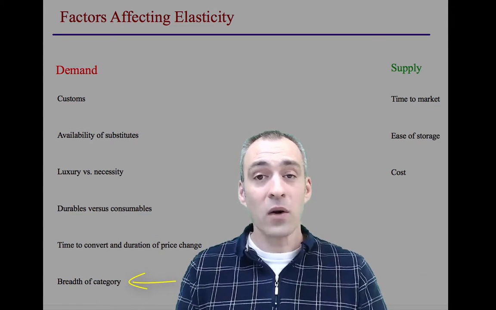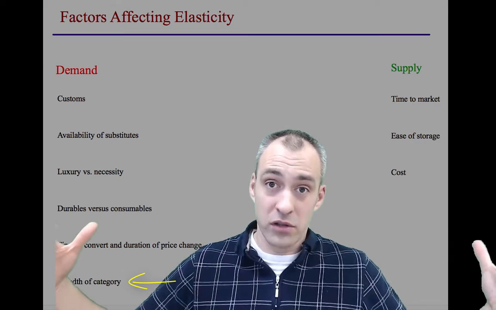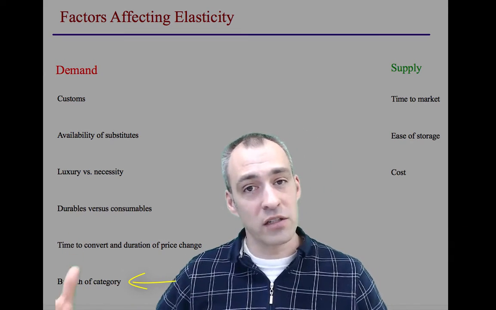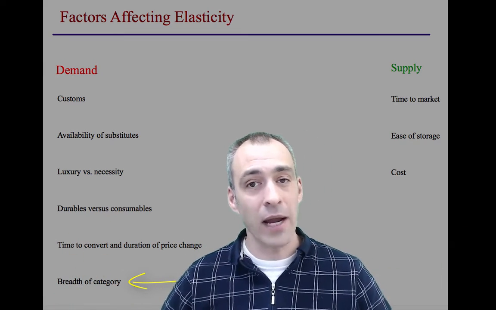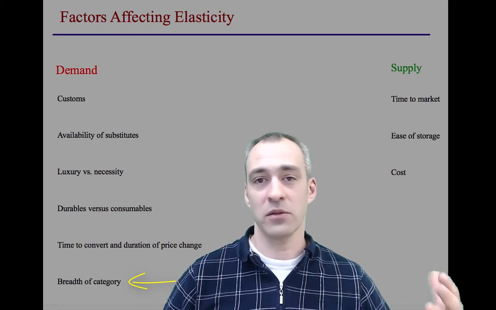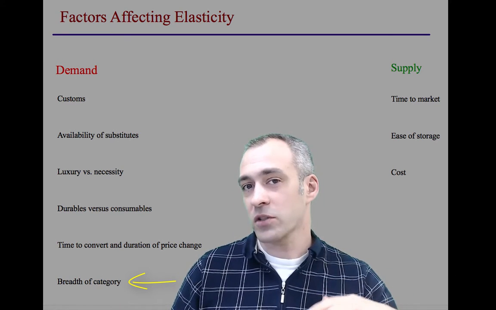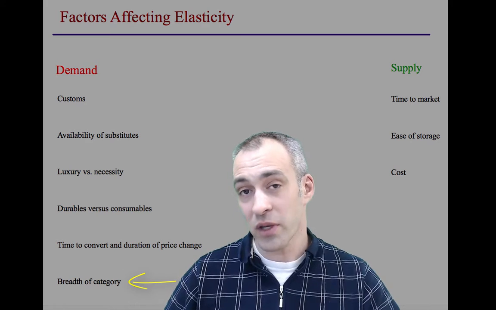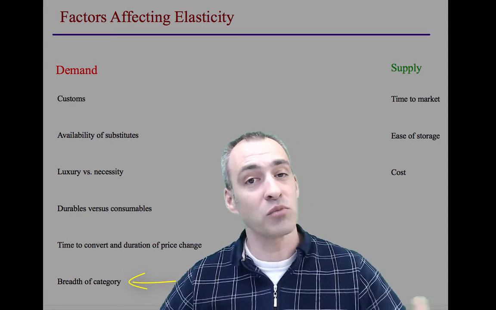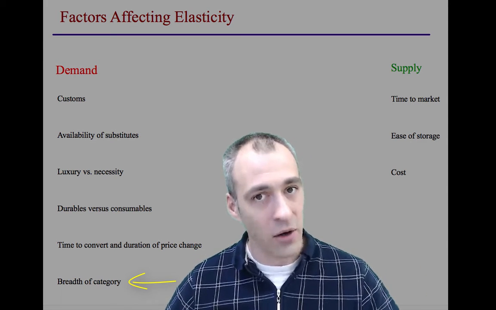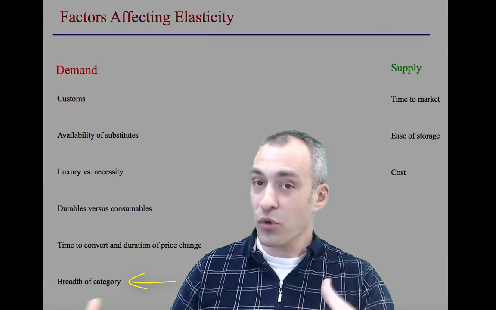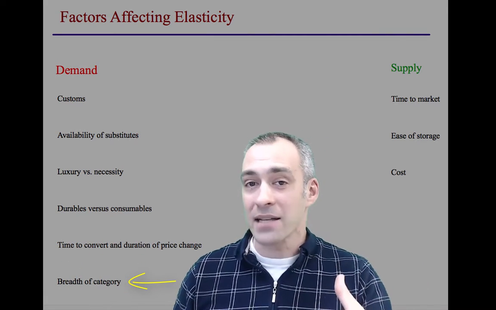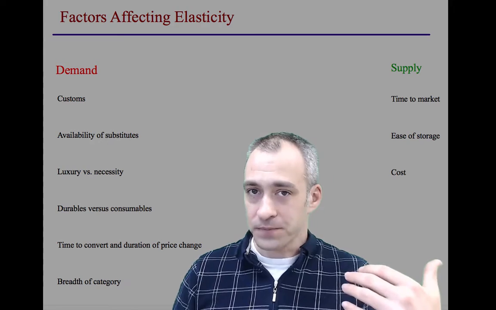The breadth of the category means the broader the product or service, the more difficult it is to switch, so the more inelastic, right? You can switch from Coke to Pepsi pretty quick, but it's much more difficult to switch from soda to something else because there are less perfect substitutes the broader and broader the product category. So again, the broader the product category, the more inelastic demand is overall.